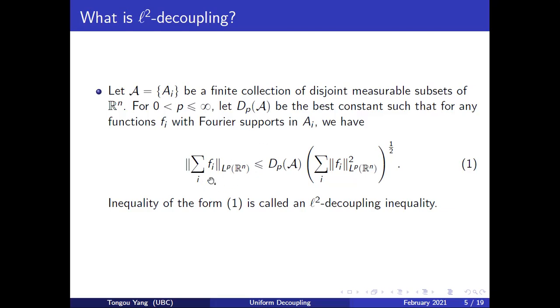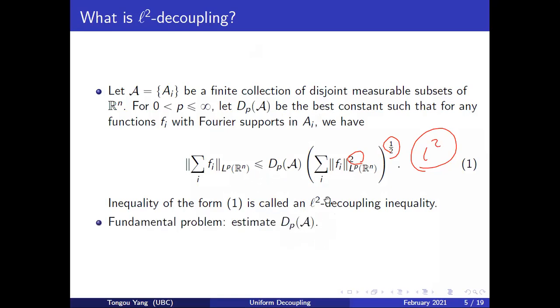So on the left-hand side, you have the sum of the functions evaluated in the L^p norm. And on the right-hand side, you have the little l^2 sum of the capital L^p norms of the functions f_i. And this is why we call this a little l^2 decoupling inequality. And our goal is to find the best estimate for this decoupling constant, D_p(A).